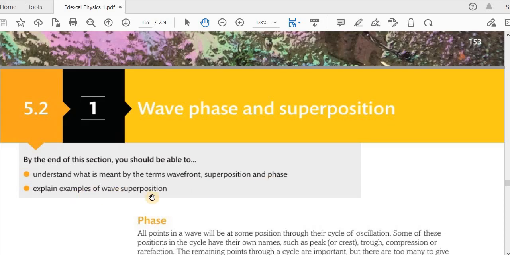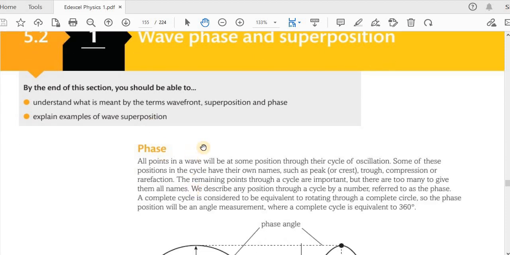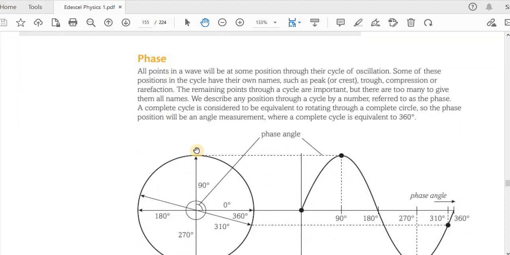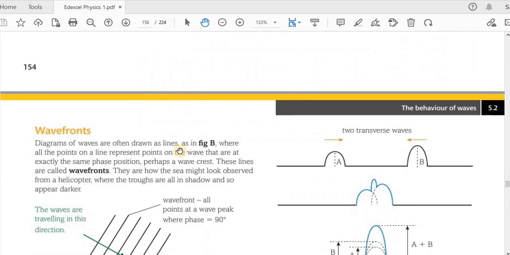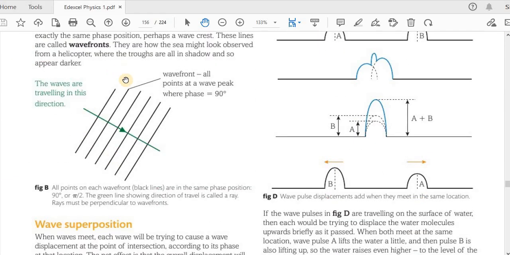Explain examples of wave superposition. What is superposition? What is phase? Let's see. So you can see the first thing is phase here. We have wave fronts. Always remember these wave fronts are perpendicular to the ray. The green line can represent a ray, R-A-Y, and the wave fronts, which are shown by these black lines, are always perpendicular to the ray. You have to remember that.